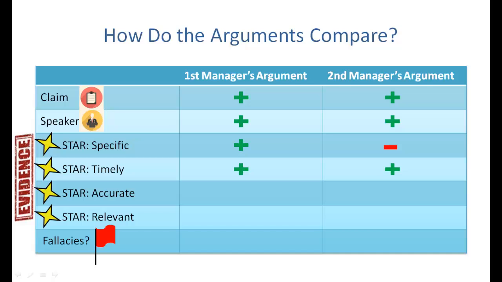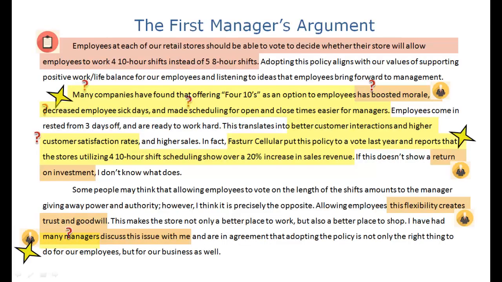Accurate. Okay. To check if evidence is accurate, I first look back to whether it's specific. If it's not specific, it's hard to tell if it's accurate. In the first argument, I can't verify accuracy for which companies have boosted morale or what the decrease in sick days was. I also can't verify the accuracy of any customer satisfaction rates because I can't tell where to begin looking for them. I can verify the accuracy of faster cellular sales numbers, though, so that's good.